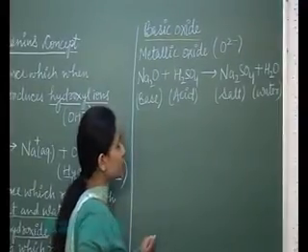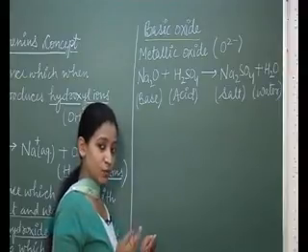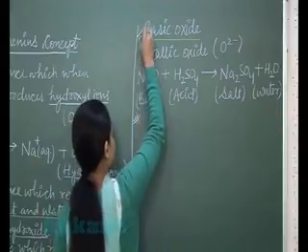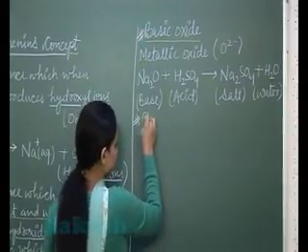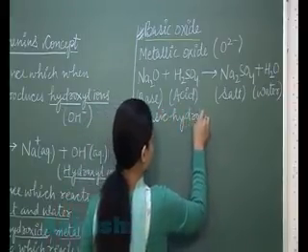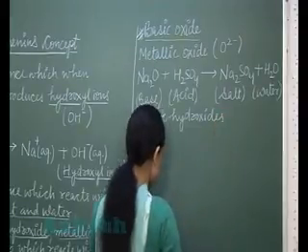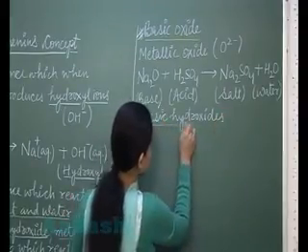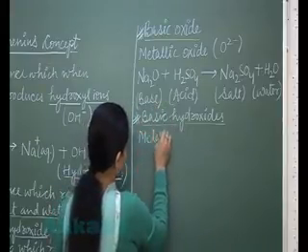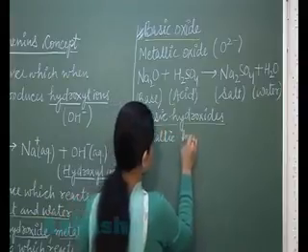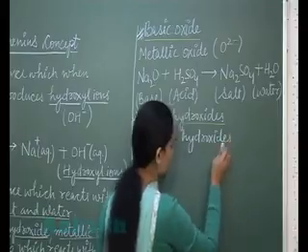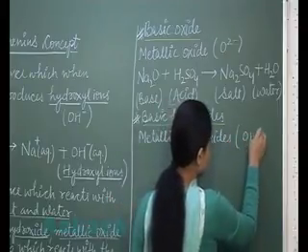Now this was about basic oxide. We can include basic hydroxides also. So first we have basic oxides, second we have basic hydroxides. And these basic hydroxides are nothing but the metallic hydroxides. And metallic hydroxides are the ones which have OH negative ion.